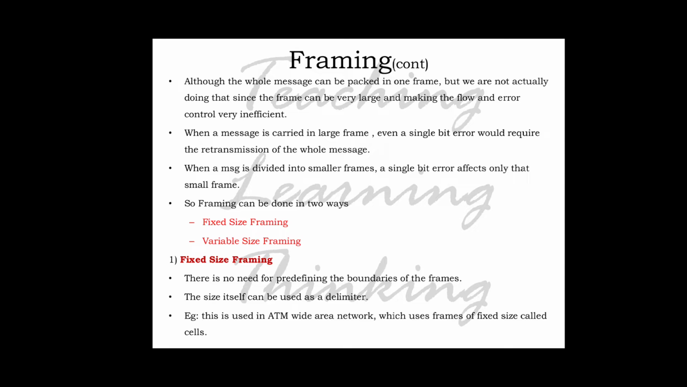First one is fixed size framing, and second one is variable size framing. In fixed size framing, as the name itself says, the size is fixed, so we don't need to define the boundaries of the frame; we don't need to define the delimiter. For example, in the ATM wide area network, we are using a frame of fixed size called cells. This is an example of fixed size framing.